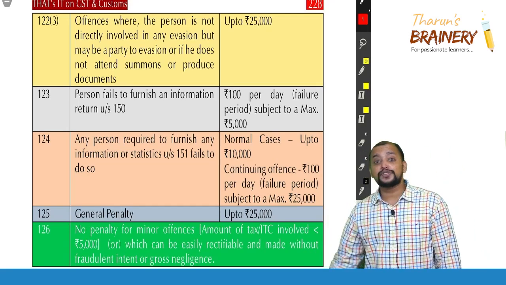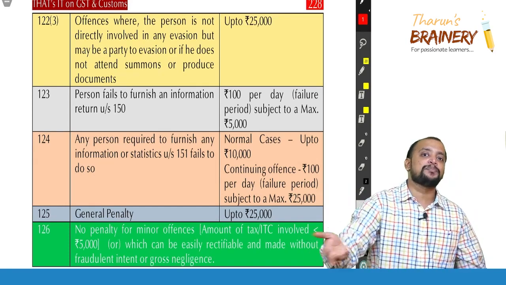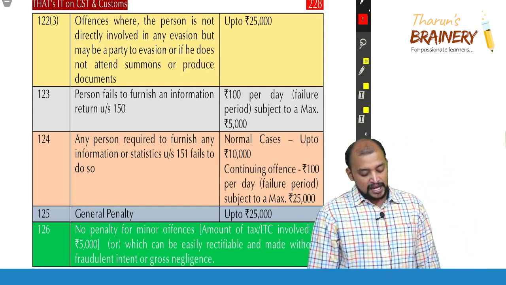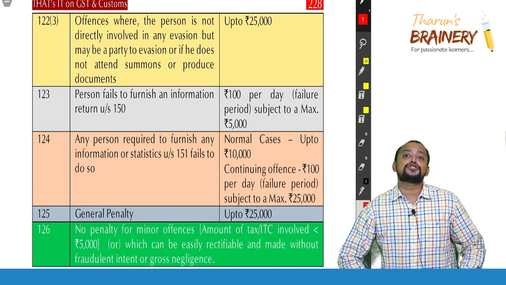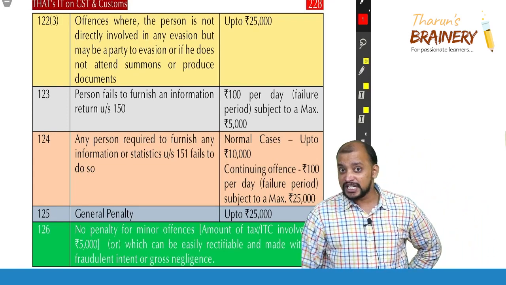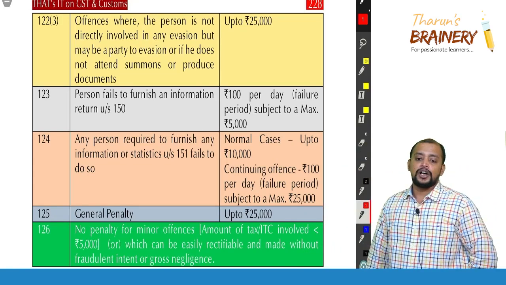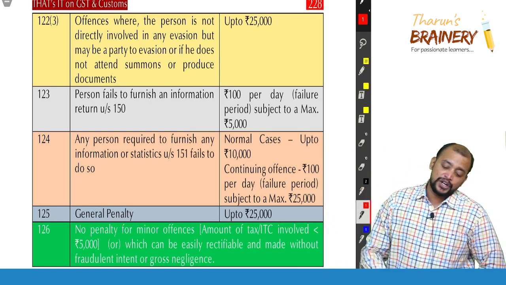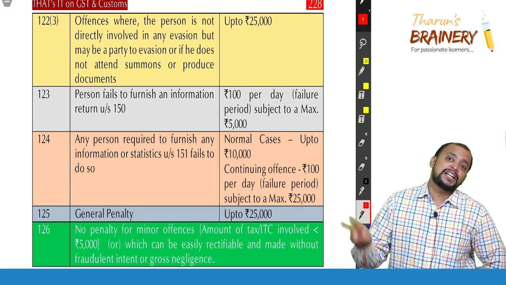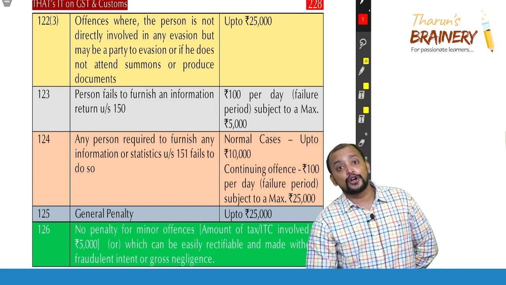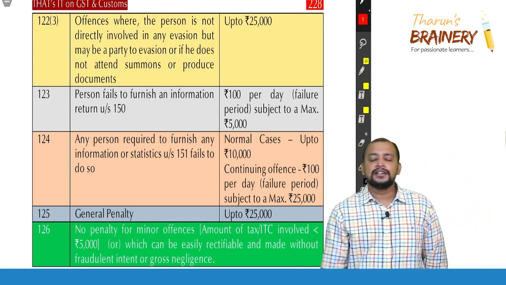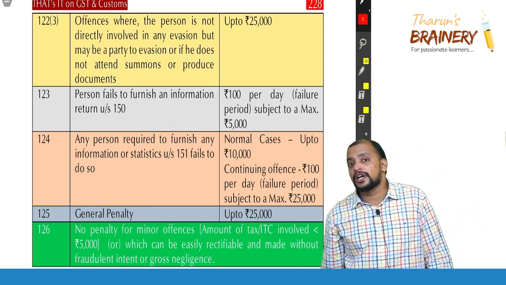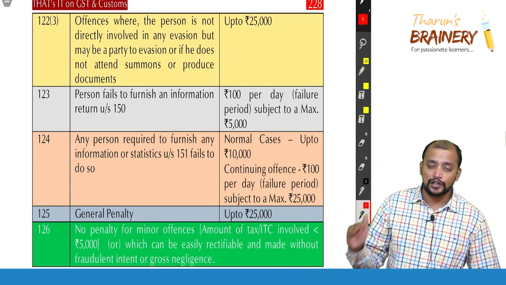And a person to whom summons are issued to appear but he did not appear. On that person, the penalty under section 122 subsection 3 applies, or on a person who is asked to produce the documents but did not produce them. So on them, 3 cases. One, who abetted the commission of the offence. Number 2, who were given summons but did not appear. Number 3, who were asked to produce the documents but did not produce them. The penalty will be up to 25,000 rupees. Up to means even they can levy a lesser penalty also.